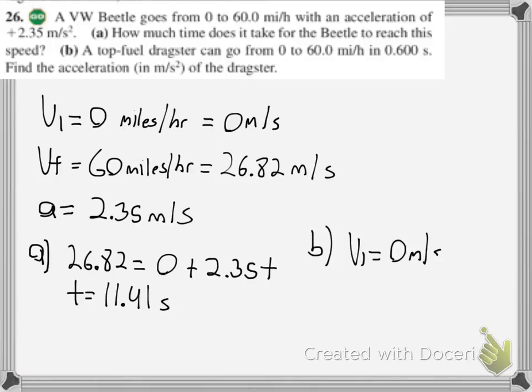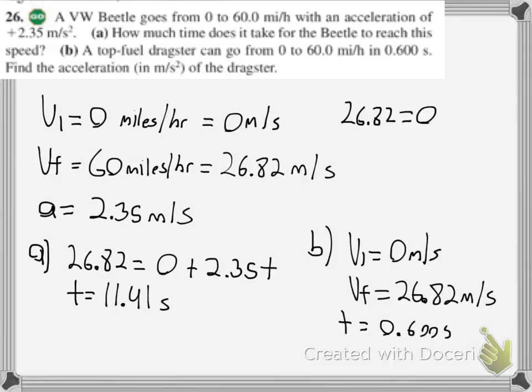Part B, we will start off by writing the variables for the dragster. We get that its initial velocity is 0 meters per second. Final velocity is 26.82 meters per second because its final velocity is 60 miles an hour. And the time is 0.6 seconds. So here we can use the same equation as we did for part A because we have essentially the same variables, except we're solving for our acceleration this time. So we get that 26.82 is equal to 0 plus our acceleration times 0.6, and we get that our acceleration is equal to 44.7 meters per second squared.